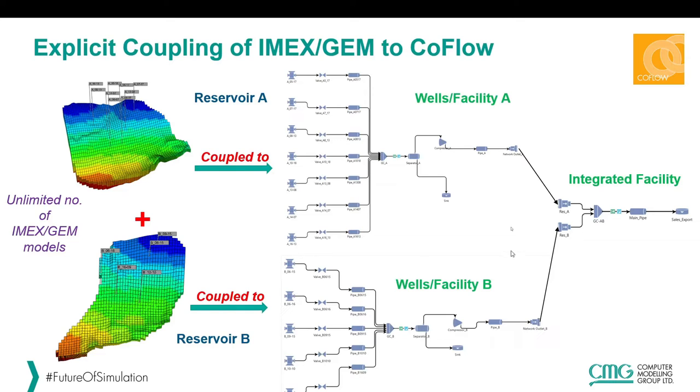We have also modeled the integrated facility where we commingle the production from each facility at that point and send the stream into the sales export in here. This workflow can be applied to any unlimited combination of your IMEX or GEM datasets in CoFlow.